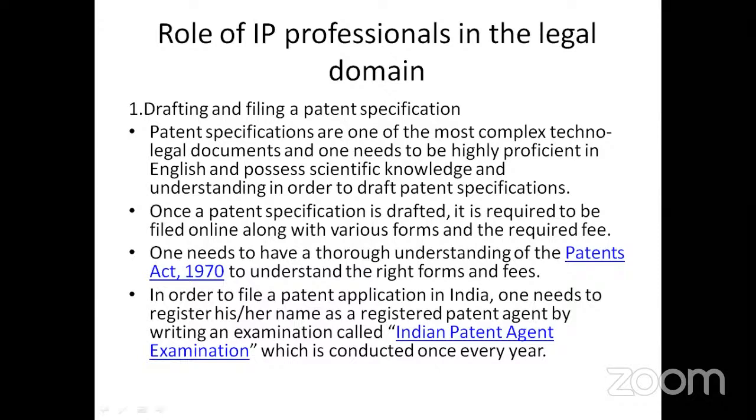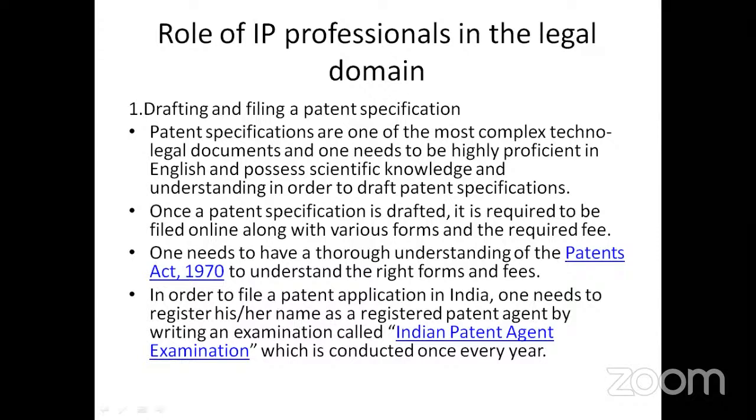Drafting means it is not like writing a paper. It should be written clearly, and special efforts and special skills are required to write this, and that you can get training in the courses which I already told you. So patent specifications are one of the most complex technological documents. It is not only giving the technical or scientific explanation of the invention, but also you should give the legal aspects to that.